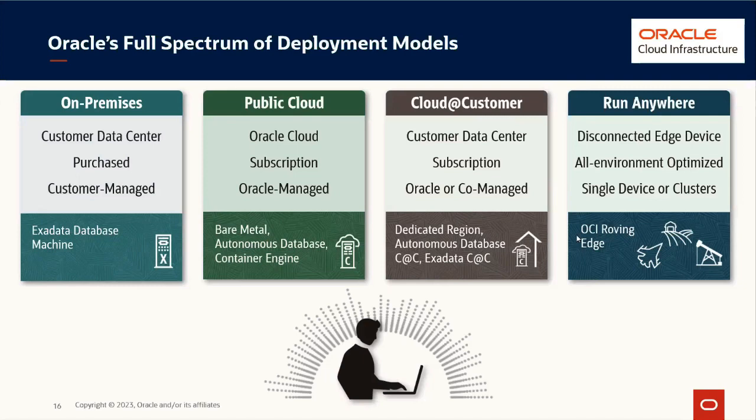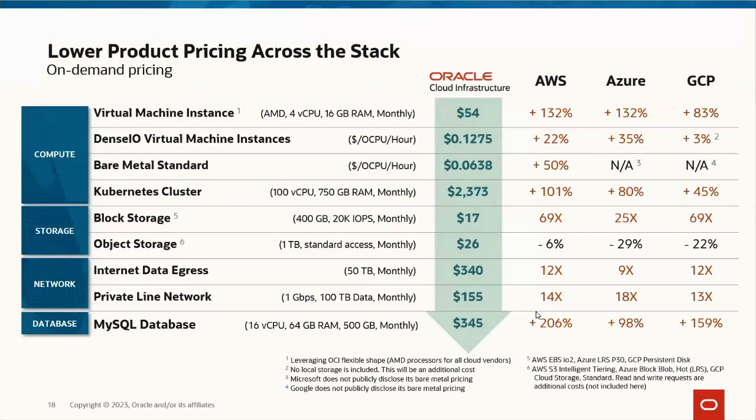And then last but not the least, there is the run anywhere in terms of being able to run on disconnected edge devices also. So the choice of platforms, the choice of deployment models in the data platform is a differentiator for Oracle, and you should be looking at that when you're evaluating different vendors.